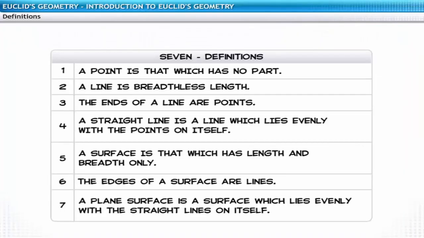Thus we have seen the 7 definitions proposed by Euclid. With these definitions, Euclid tried to describe the fundamental elements of geometry. To conclude, he tried to explain the concept of dimensions and the elements associated with it: a point has no dimension, a line has one dimension, and a surface has two dimensions.